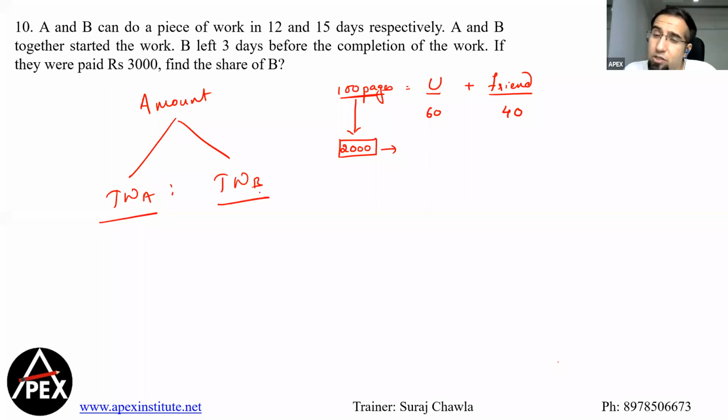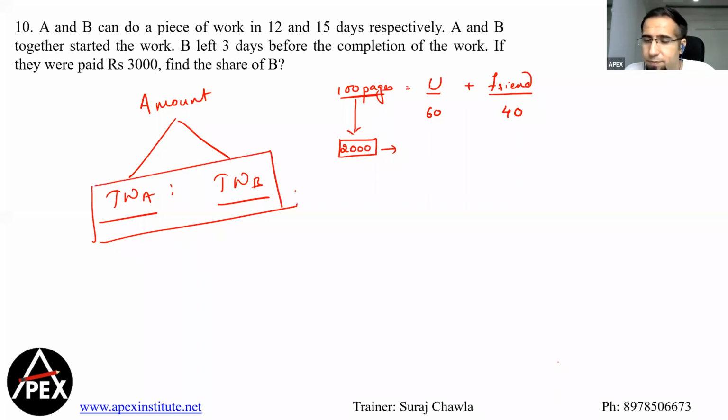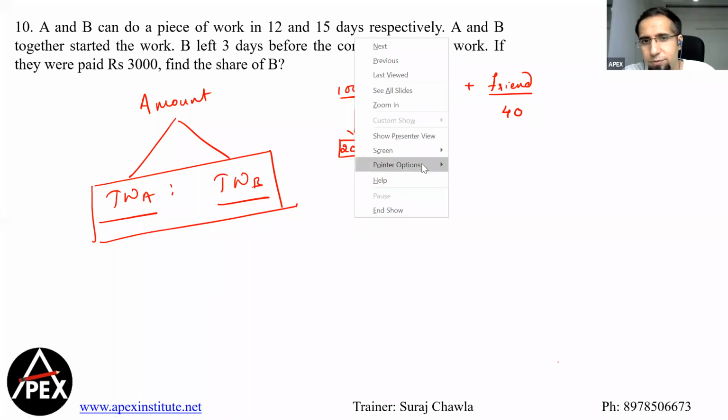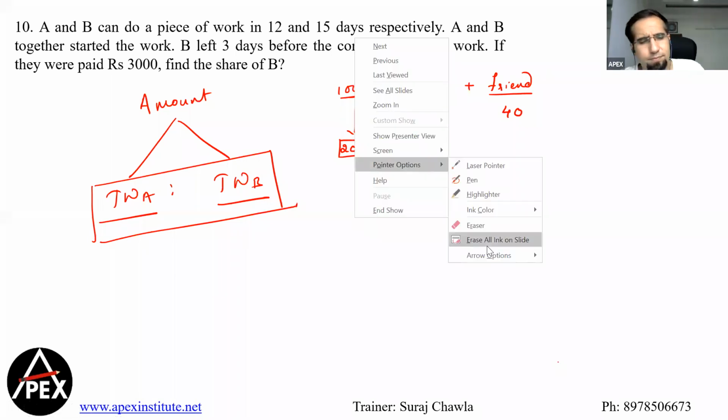Total work done by A is to total work done by B. In that ratio, the amount is divided. Is this point clear, guys? Great. So let's solve this question. Take a minute and solve this question. A really good question.